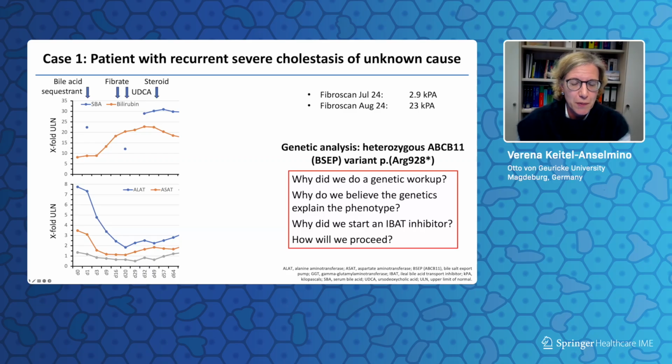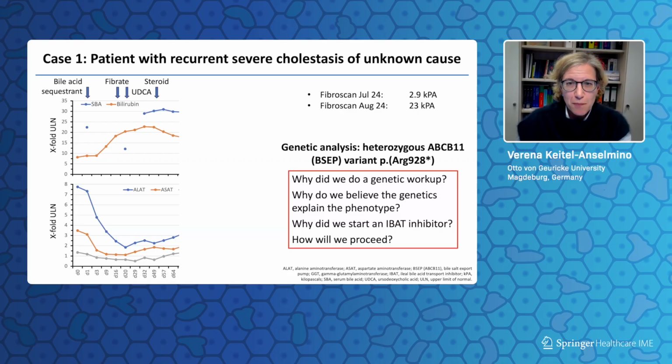was even normal. Because of his severe pruritus, we started with a bile acid sequestrant. As it didn't work, we gave him a fibrate. Again, it didn't work. We started him on urso because of the high bilirubin, and we also started him on a steroid because it had helped 7 years prior. But it didn't really show us what's going on. And if you have bile acids 30 times the upper limit of normal, we thought we can't go on like this, so we went for genetic analysis. We also repeated the fibroscan, which had now increased to 23.